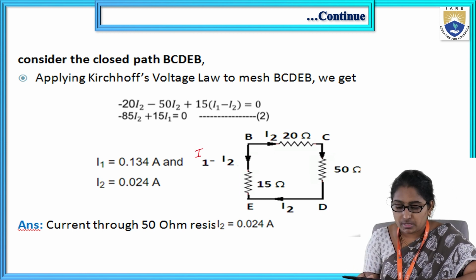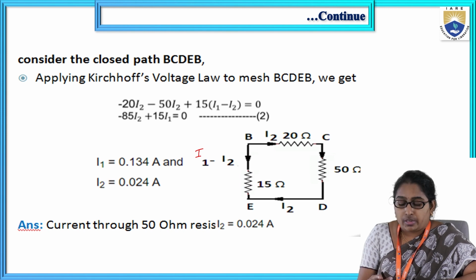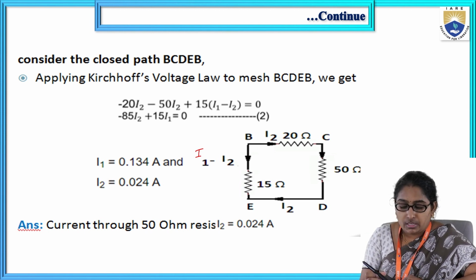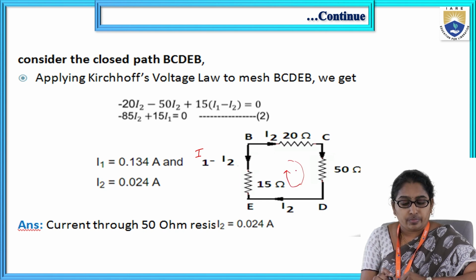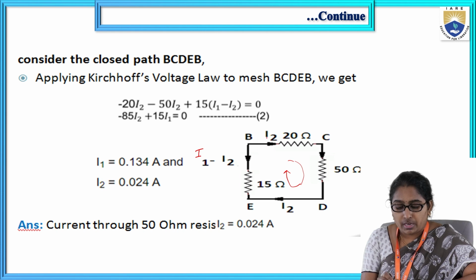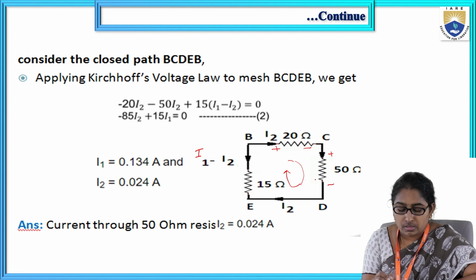This is I1 minus I2. Okay, now see that, assume the current direction like this. Now, if the assumed current, mark the polarities plus minus. For 15 ohm, we know that this is plus, this is minus. So minus 20 I2, minus 50 I2, right?